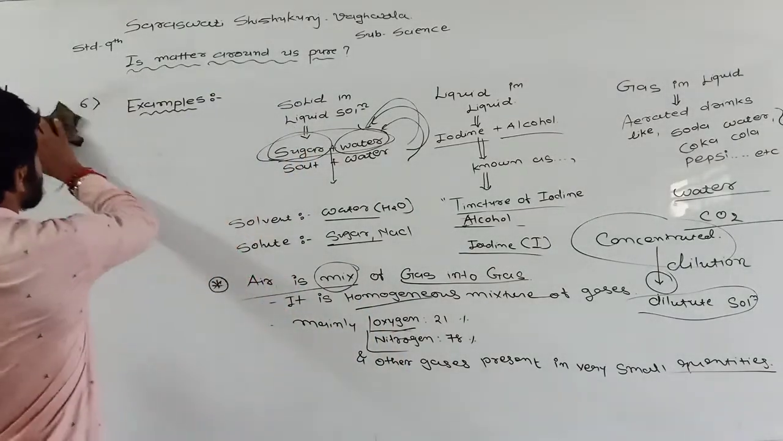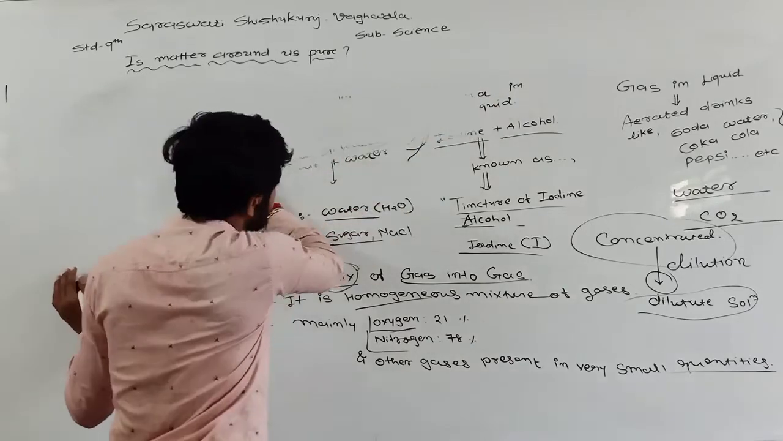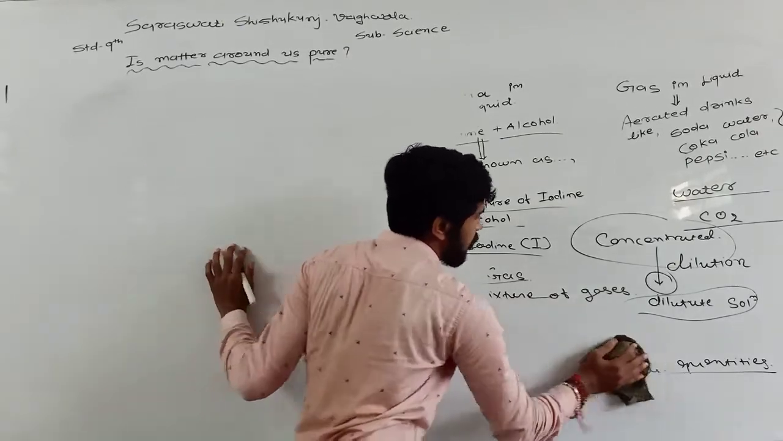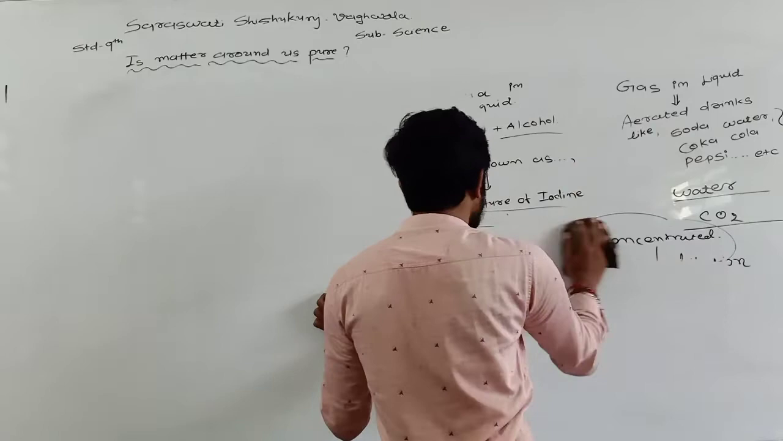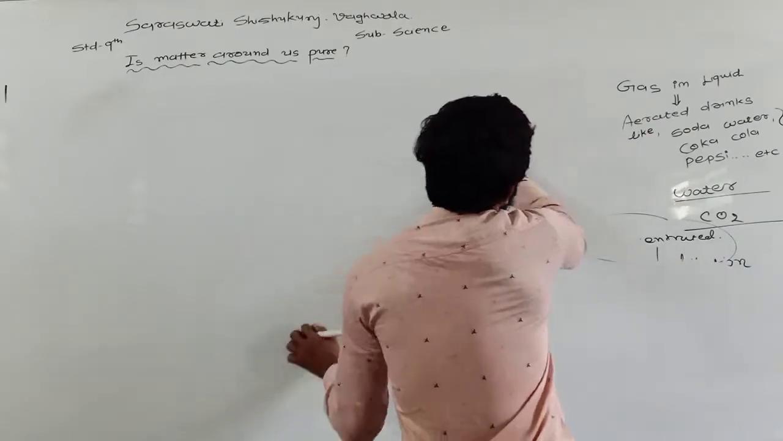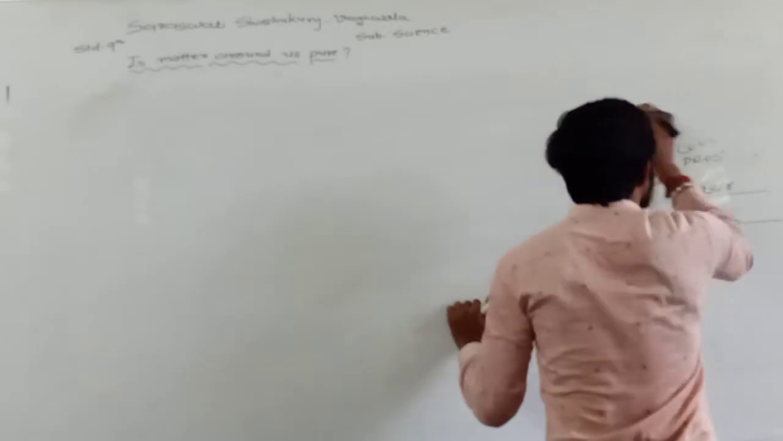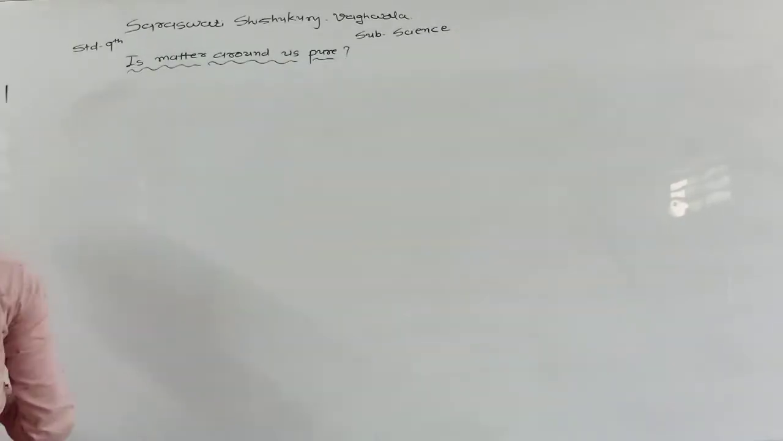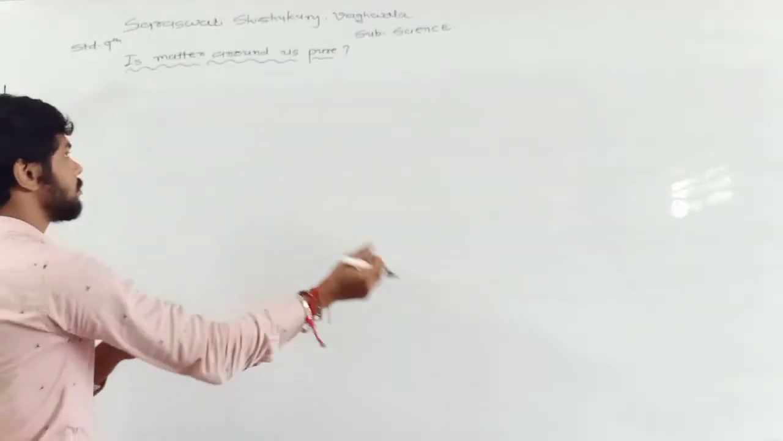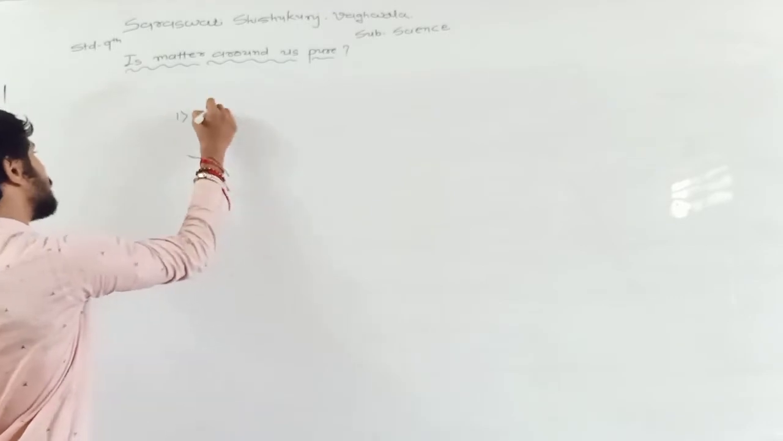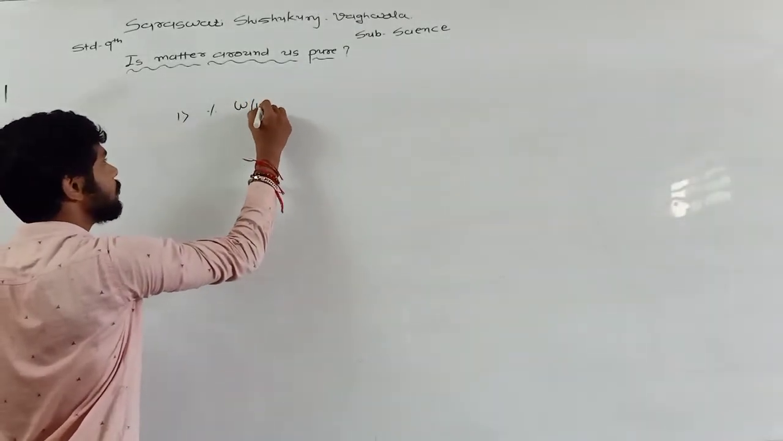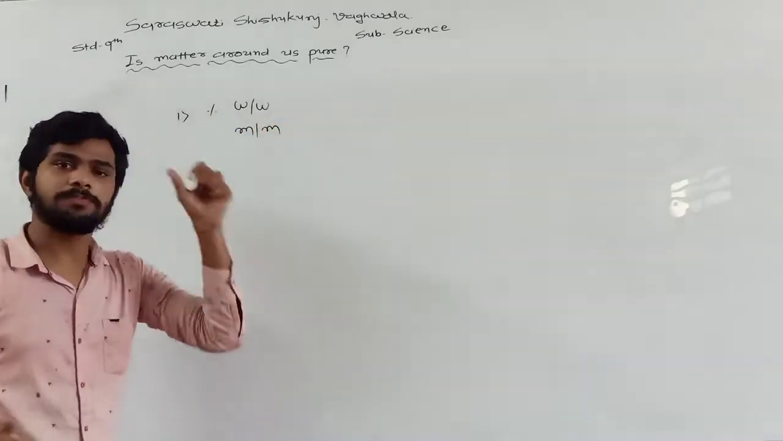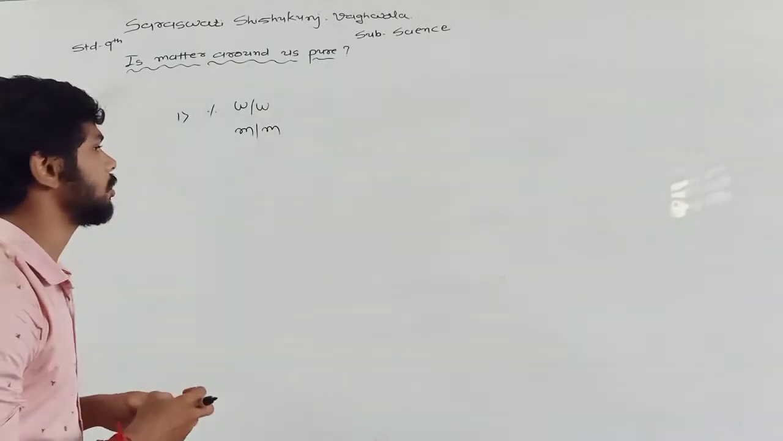So let us move further with our next topic, that is the concentration of this solution. So how can we measure and determine the concentration of the solution? There are two or three ways, by using equations we can find out the concentration of that particular solution. So that is the first, mass by mass percentage, W by W, that means weight by weight, or you can say M by M, that means mass by mass percentage.